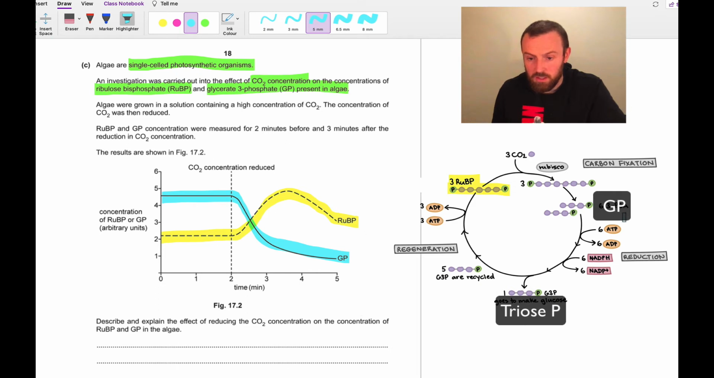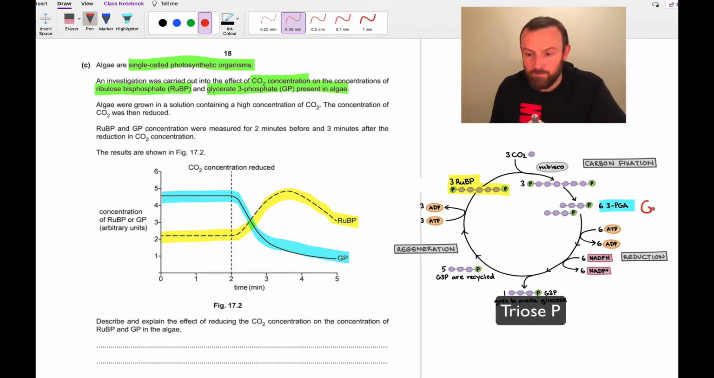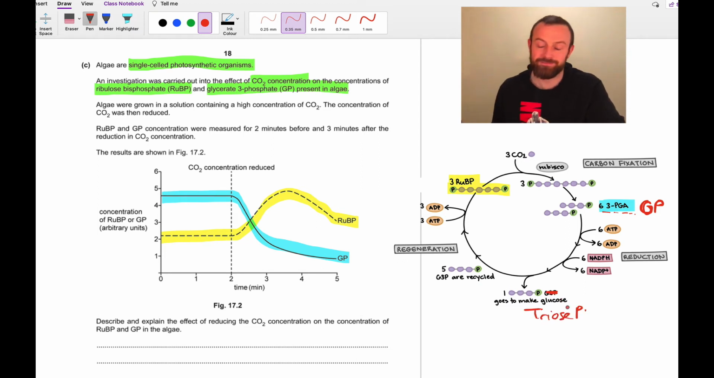GP. Sorry, this is an annoying cycle. I just realized I picked this one. This is American labeling, but GP is that, okay? This is GP. There's different names for these things, and I think PGA is what they call it in the States, but we call it GP. And also, whilst I'm at it, I got this image from Khan Academy. Whilst we're at it, let's also look at this one down here, because this we call triose phosphate, okay?